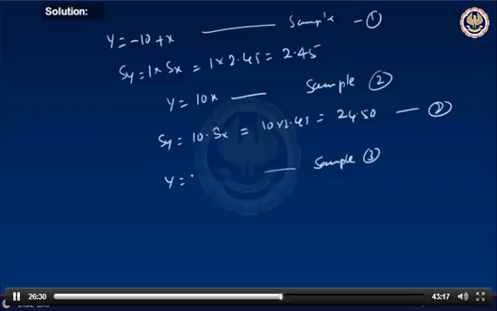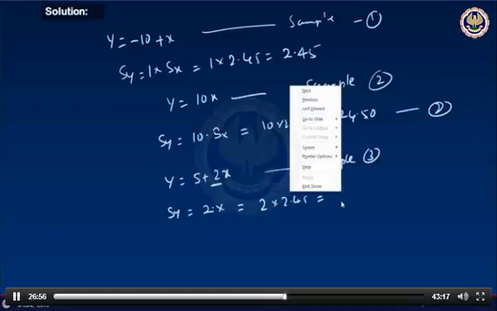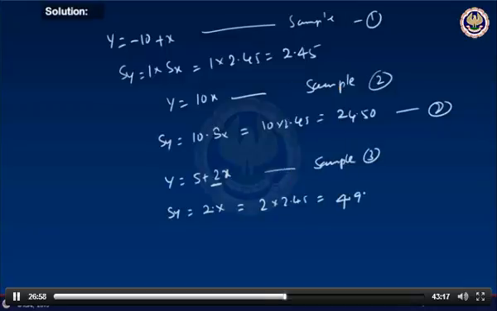Y is equal to the equation of the form 5 plus 2x. The standard deviation of y: the scale factor only affects here, so the scale is 2. 2 into the standard deviation of x, which is 2.45, gives 4.90. So for the third sample, the standard deviation is 4.90.